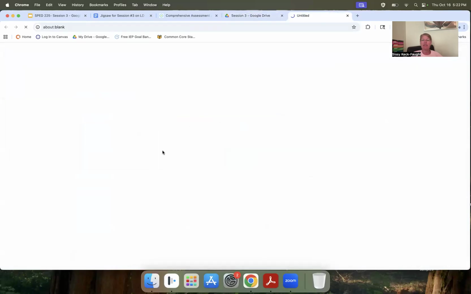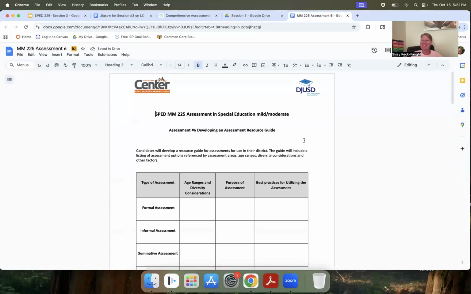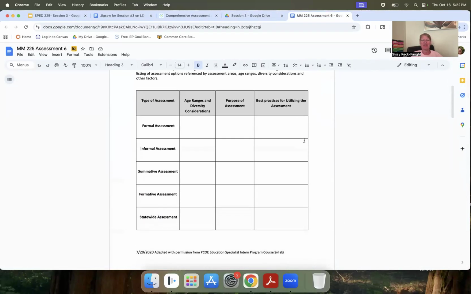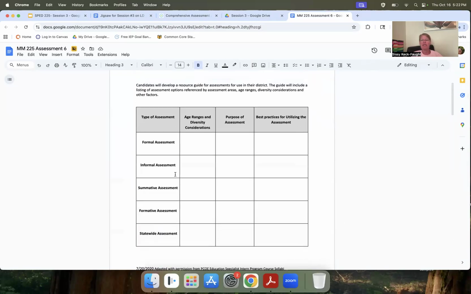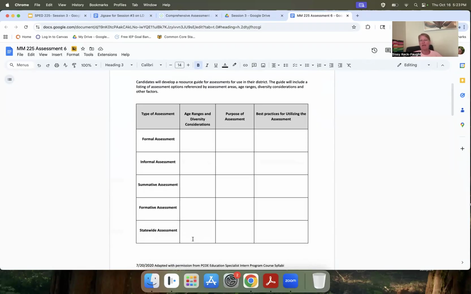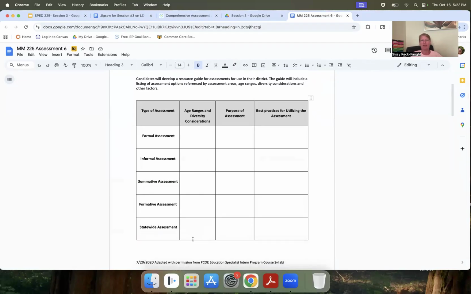Assignment number 6 is based off of what I presented to you already. If you take a look at my presentation, you're going to look at age range or any diversity considerations, so anything that you might need to have there. The majority of them are going to be all ages. Your statewide assessments might be a K to high school situation.